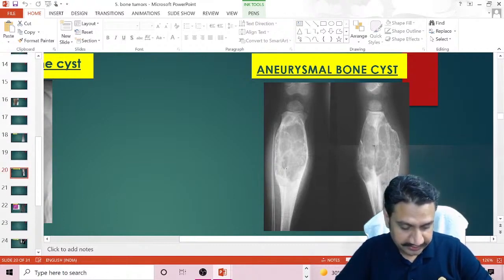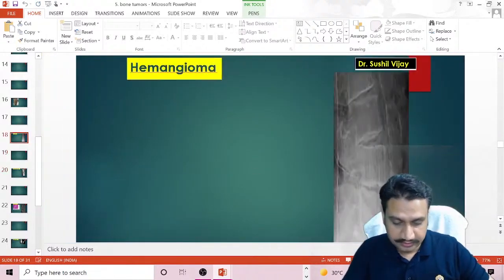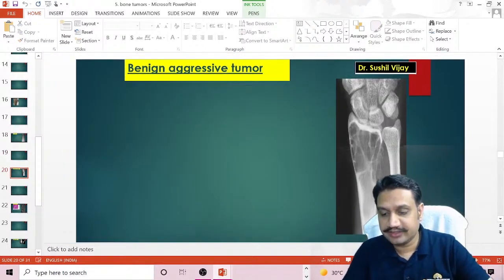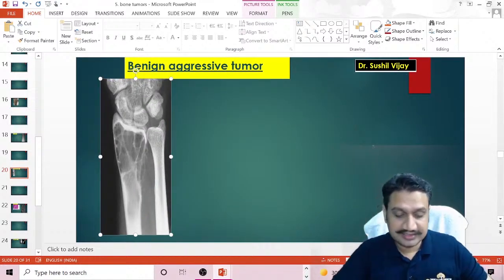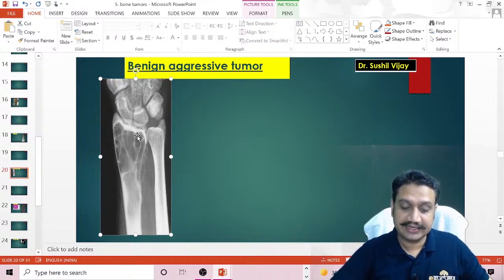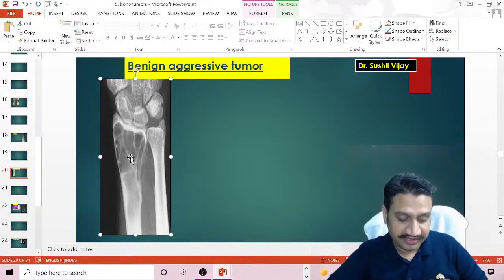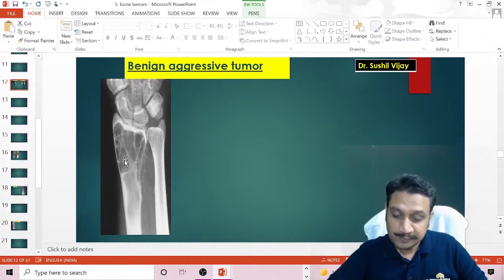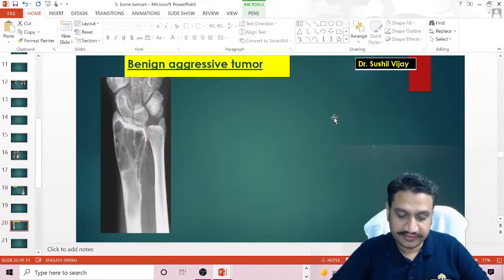okay, next one is this. See this image now. Here we can have a soap bubble appearance. Where is it located? It is located at the epiphyseal area, correct? So soap bubble at epiphysis is what you call GCT. So now you can very well see the similarity between this tumor and this tumor. What is the only difference? Here also we have septations. Here also we have septations. The difference is the location.